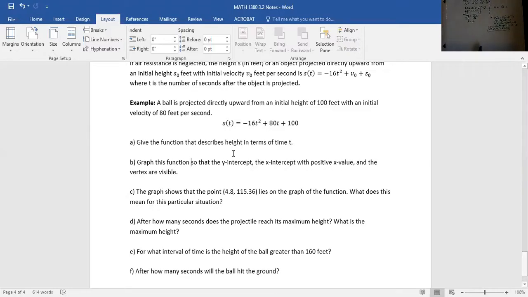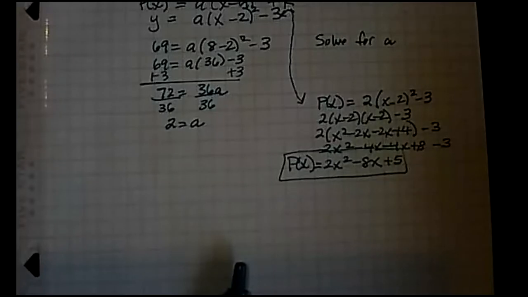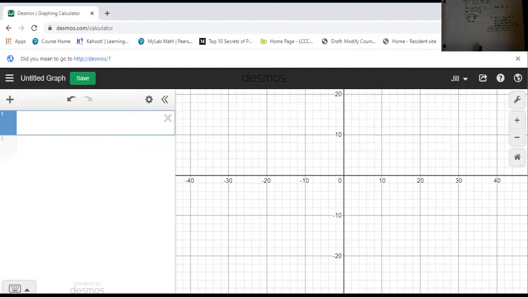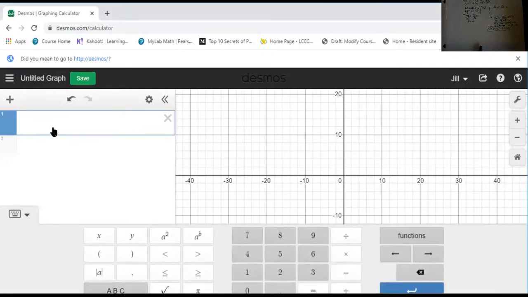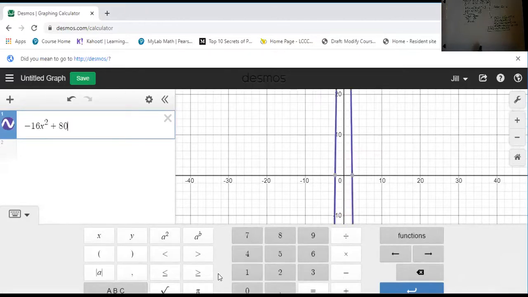So let's come back here. I'm going to stop sharing, and I'm going to share again and bring up. Okay, so let's take a look at this. So we're going to type in that equation that we were given. Let's see, a -16. And I'll just use x instead of t. Doesn't really matter. Plus 80. And then plus 100.